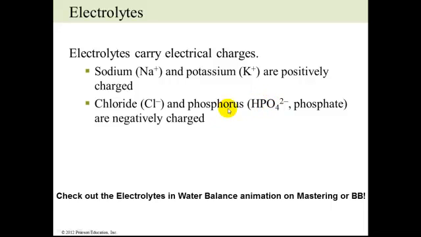Phosphorus usually doesn't exist by itself. It's actually in a group called the phosphate group, which is written over here. So if you see NaCl together, that is your table salt. When mixed in water, these ions separate, giving us sodium and chloride separately.